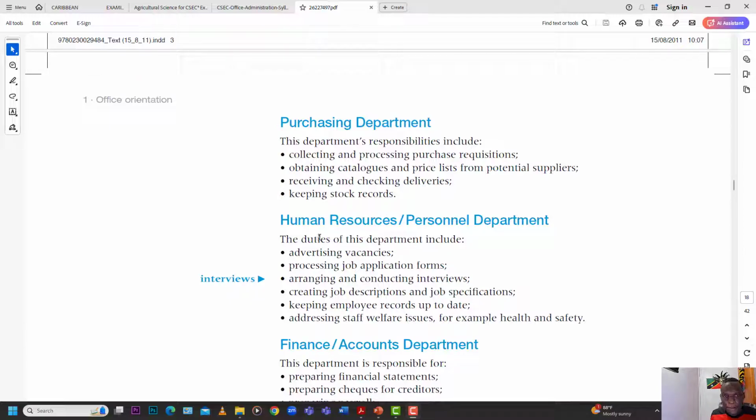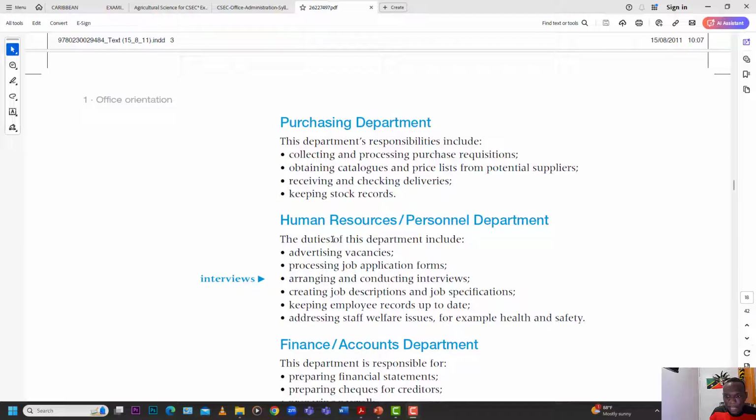So the purchasing department, of course, you could tell what the department might be doing. This department is responsible for collecting and processing purchase requisitions, obtaining catalogs and price lists from potential suppliers, receiving and checking deliveries, and keeping stock records. So the purchasing department is one of those functional areas. Then we have HR, or the personnel department.